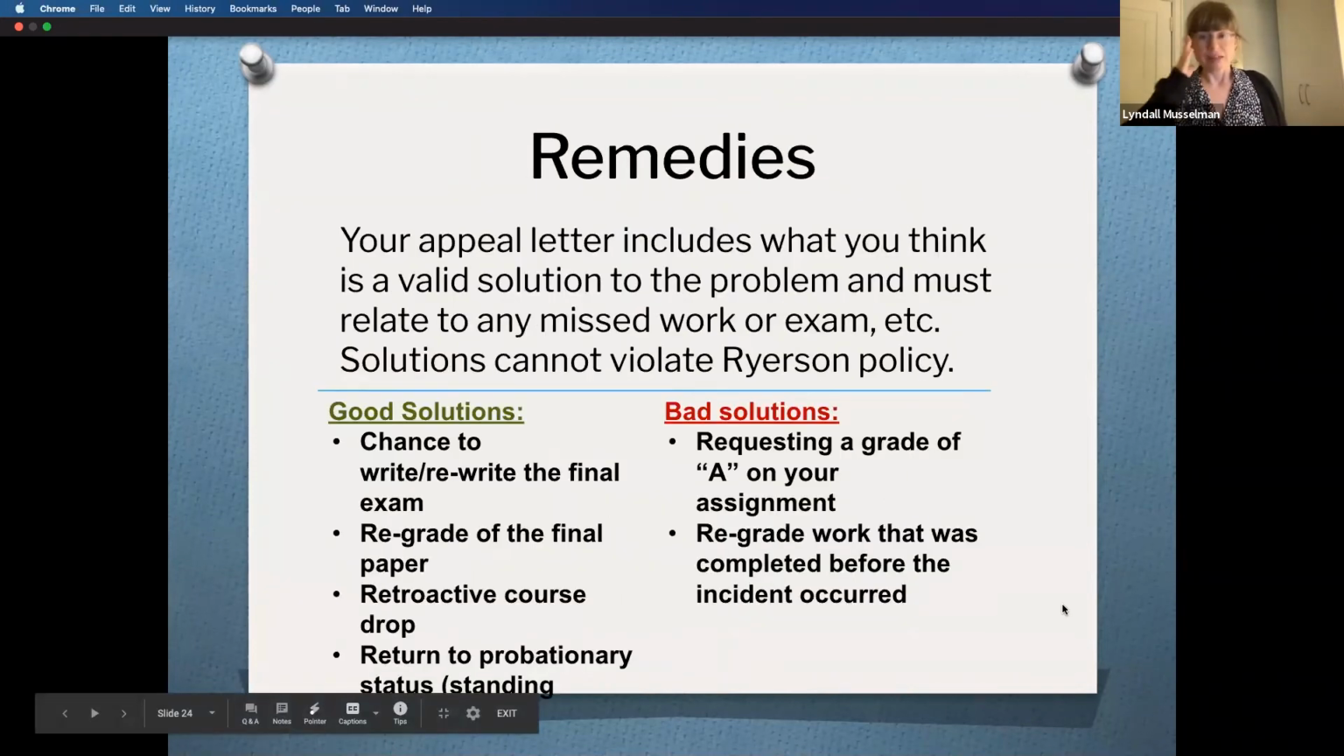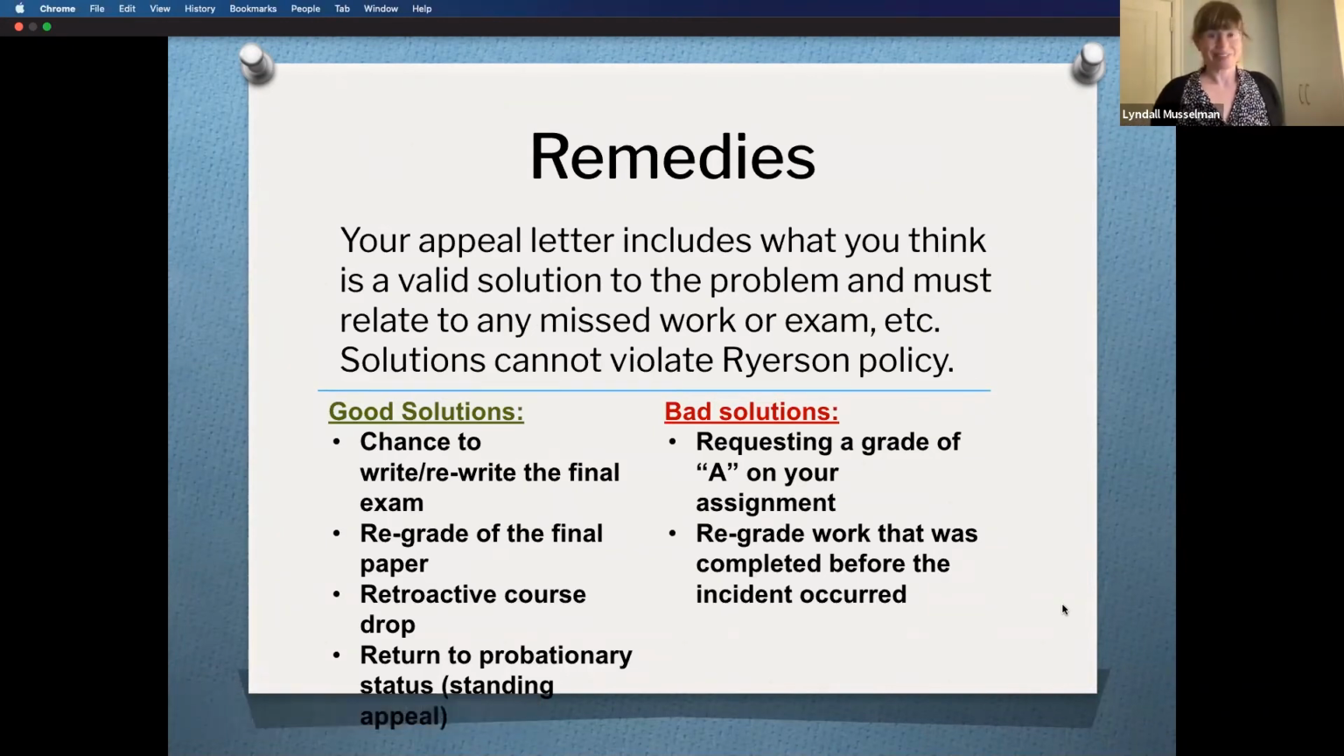Okay, so remedies. Finally, we're talking about some solutions that you're going to put forward. The third text box in the online submission process that we've been talking about asks you to put forward the remedy or resolution that would be appropriate in your case. So think about what's valid given your circumstances and within university policy.